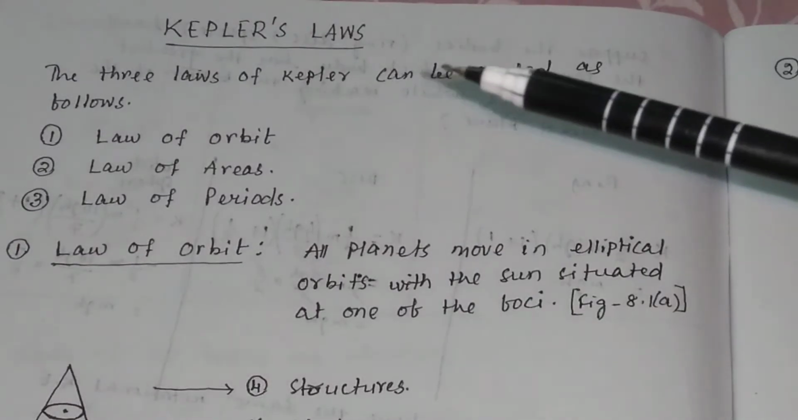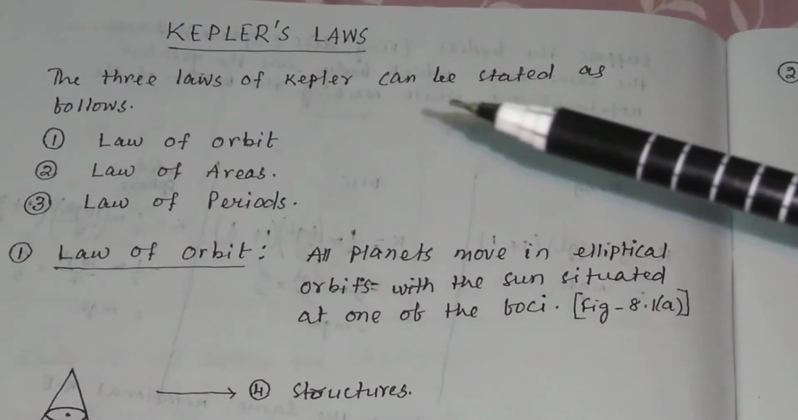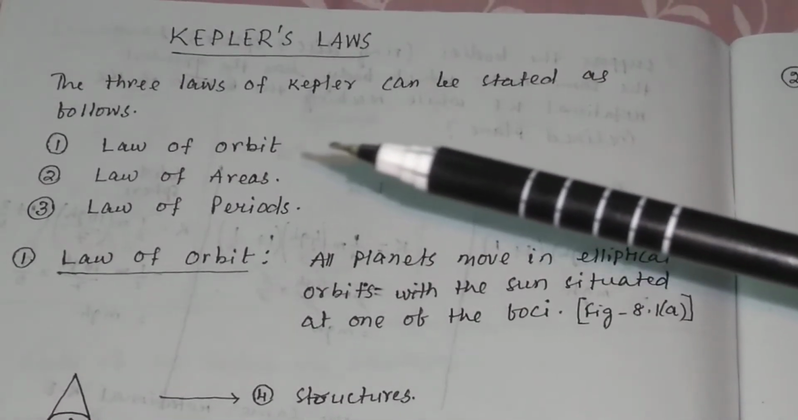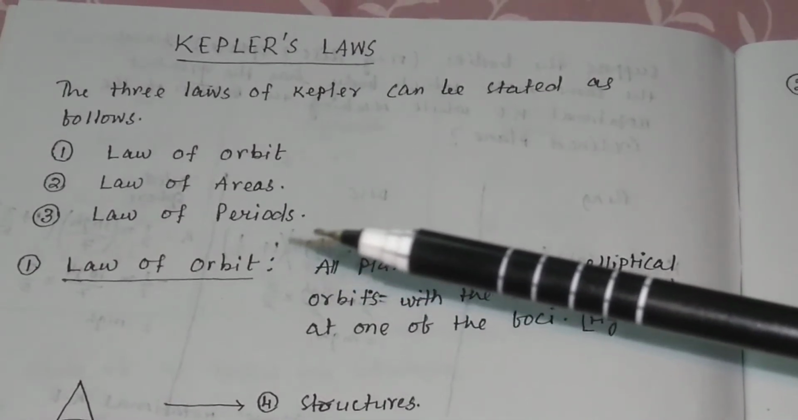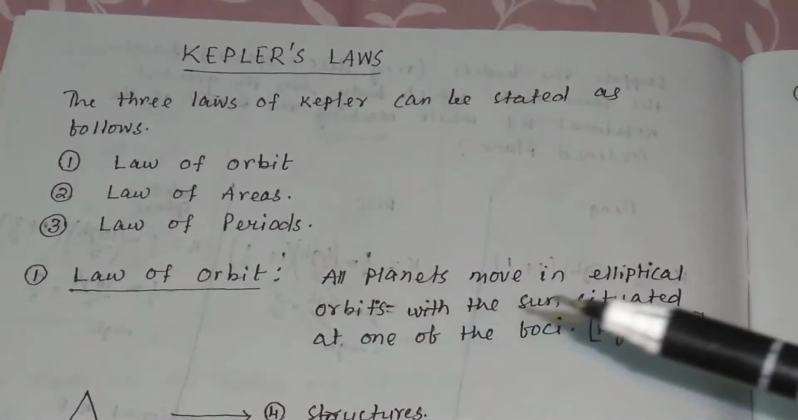Kepler's laws of planetary motion. There are three laws due to Kepler about planetary motion: the law of orbit, the law of areas, and the law of periods or time periods. What is the law of orbit?